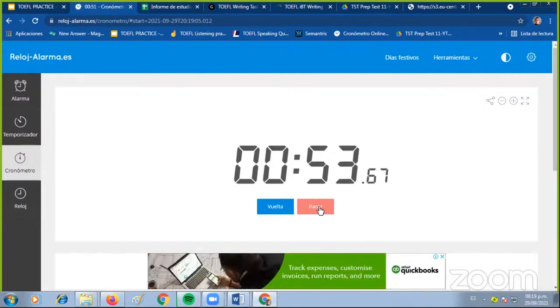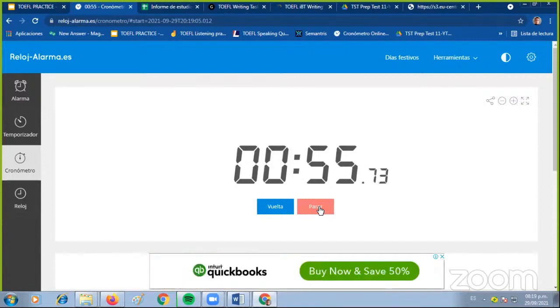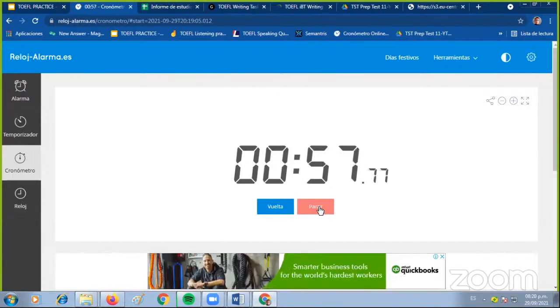Is that all? No, I believe that it's better to use the small salon instead of pay.